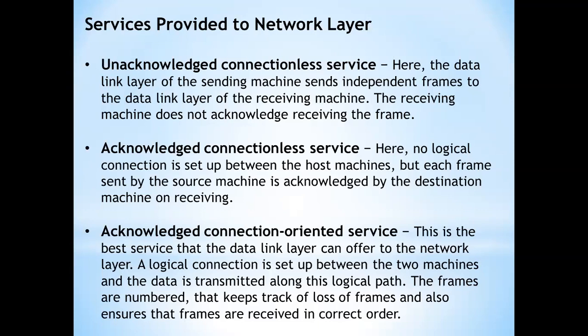There are three types of services that are provided by the data link layer to the network layer. First is unacknowledged connectionless service, second is acknowledged connectionless service, and third is acknowledged connection-oriented service. First, unacknowledged connectionless service. In this type of service, the destination machine does not send back any acknowledgement after receiving a frame. It is a connectionless service, so no connection is established before the communication and released after it is over.